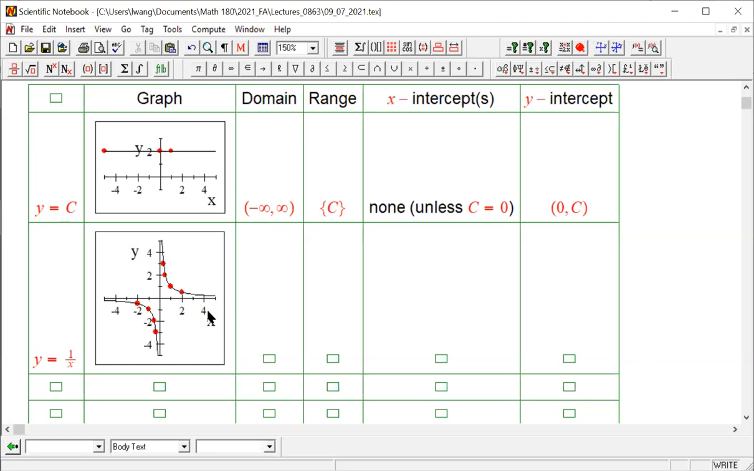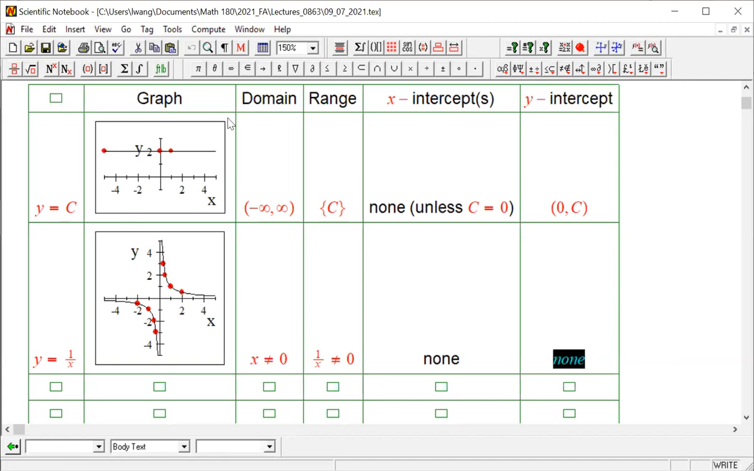And the domain, what is the domain here? The domain is that x cannot be 0, right? x cannot be 0. And the range, 1 over x cannot be 0 either. So for this particular function, intercept, none.